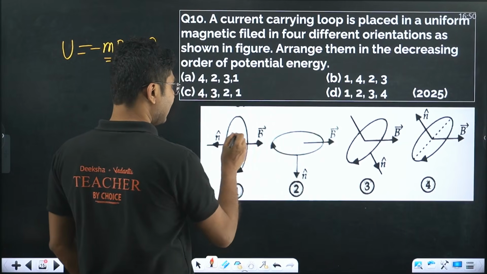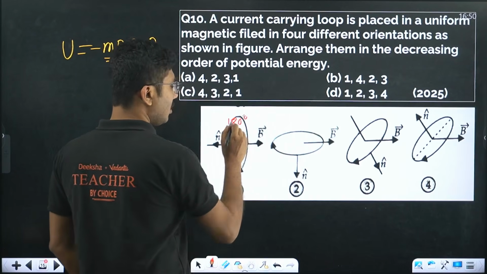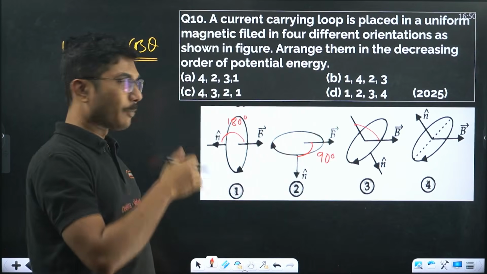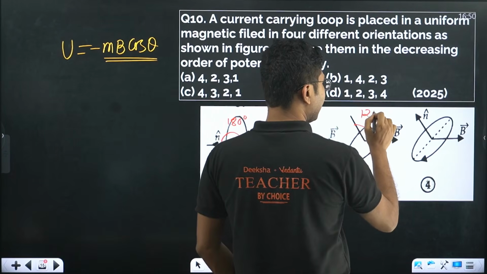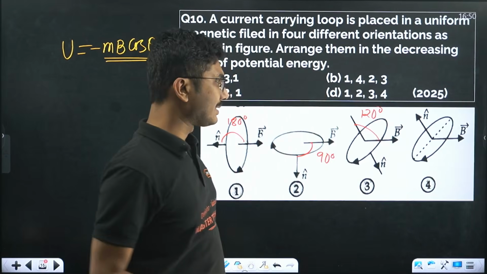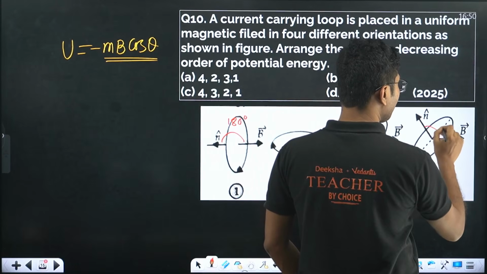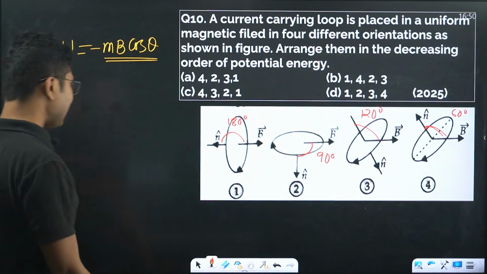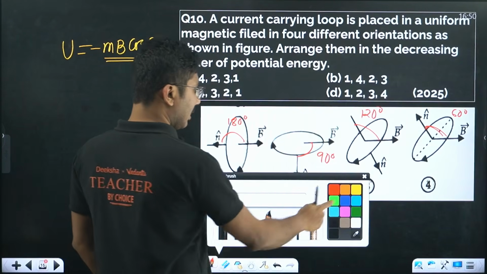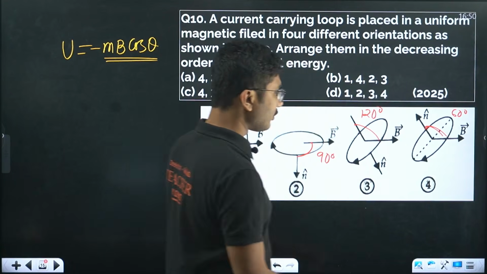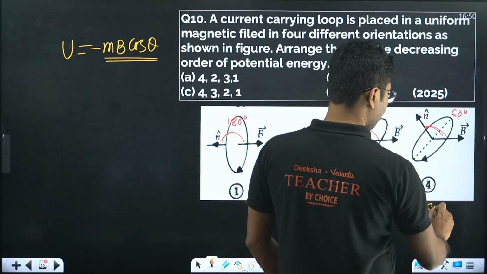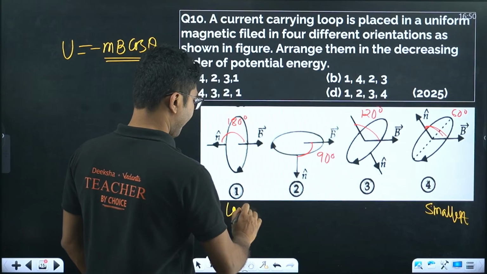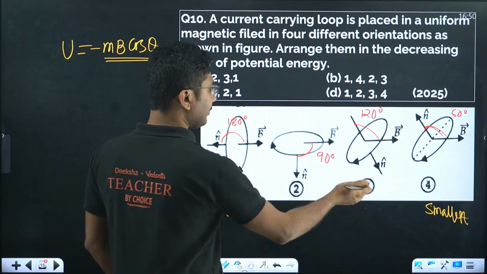So the angle here is 180 degrees. The angle here is 90 degrees. This is an obtuse angle, I am assuming this could be 120 degrees, obviously not exactly. Here it is an acute angle, so assuming this may be 60 degrees. Now as I mentioned, smaller the angle, smaller the potential energy. So this will be the smallest, and this will be the largest. These two will be in between.